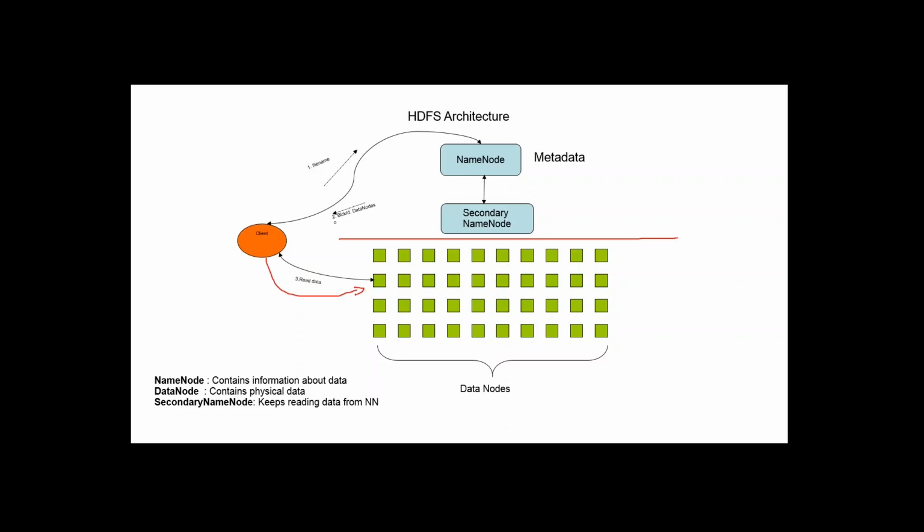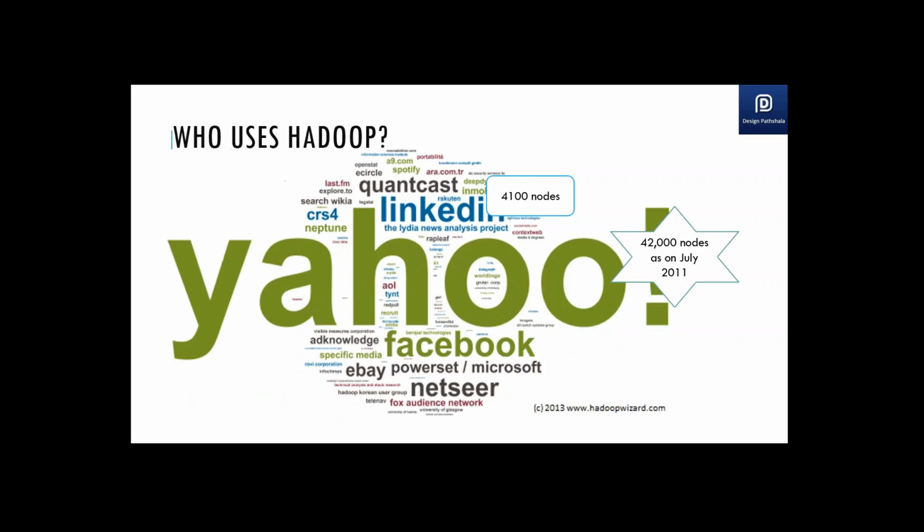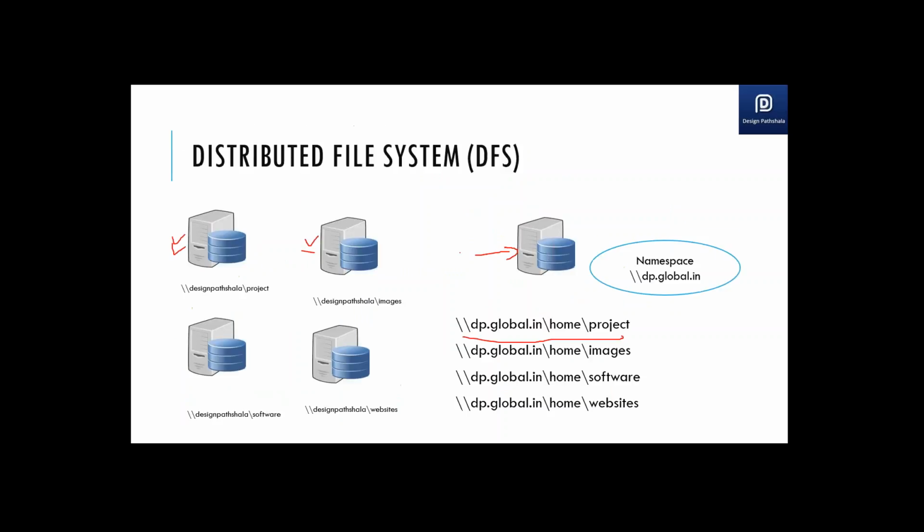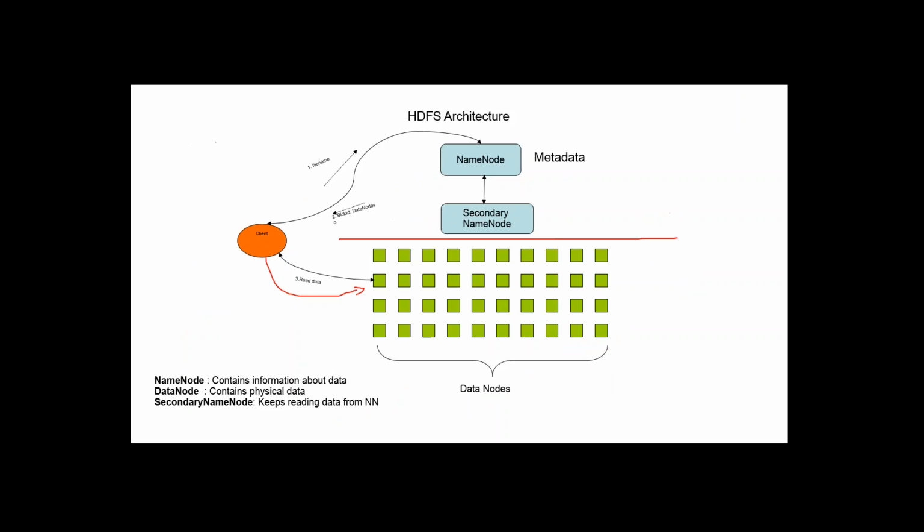Like what I was showing previously, these different files related to different things are lying on your data nodes. Project related things are lying on some data node, images related things on some other data node, and so on. The name node just contains where my data is lying. Does that make sense, Suraj? Yes.